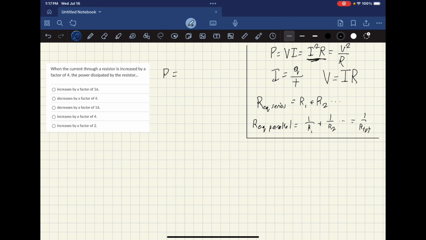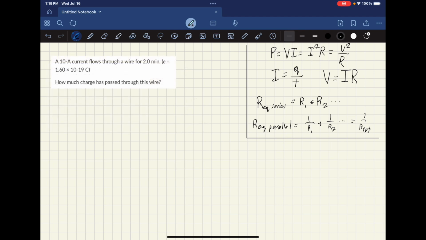So we have power equals I squared R, and it's asking about what happens when we increase the current by a factor of 4. So our equation then becomes P equals (4I) squared R, or in other words, P equals 16 I squared R. So the power dissipated by the resistor increases by a factor of 16.